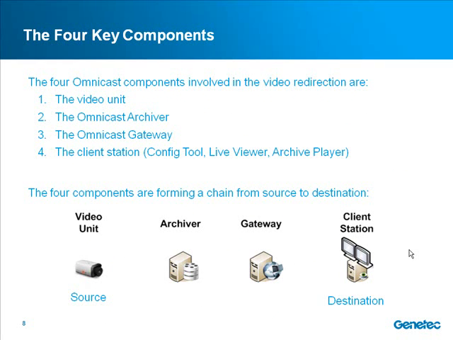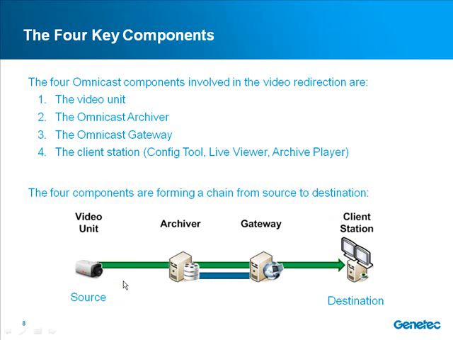There are 4 major components involved in getting the live video from the source to the destination, which you will see consistently throughout the presentation today. The first major component is, of course, the video unit. When I refer to video units, it can either be an IP camera or an analog camera connected to a video encoder. This is our first link in the chain when looking at the live video stream.